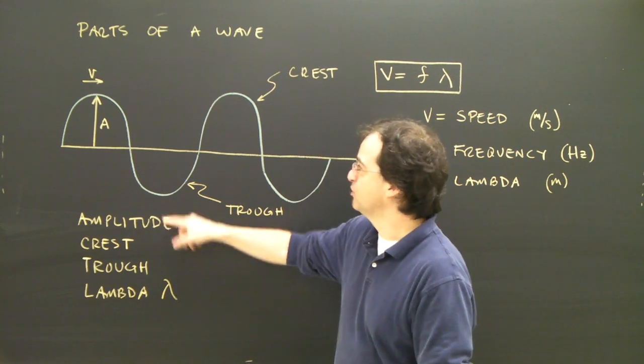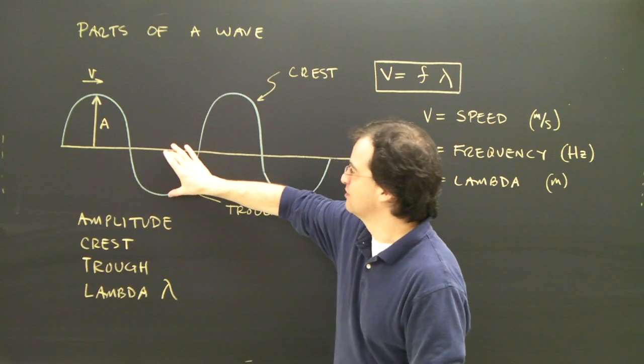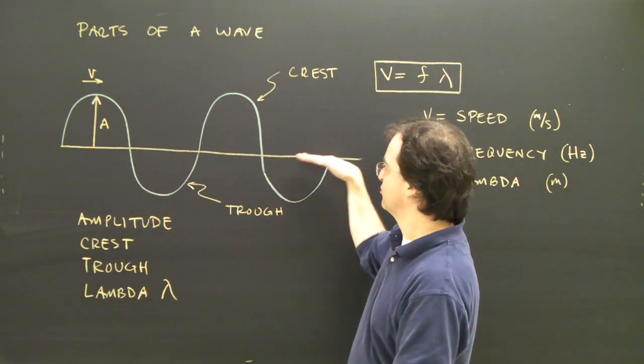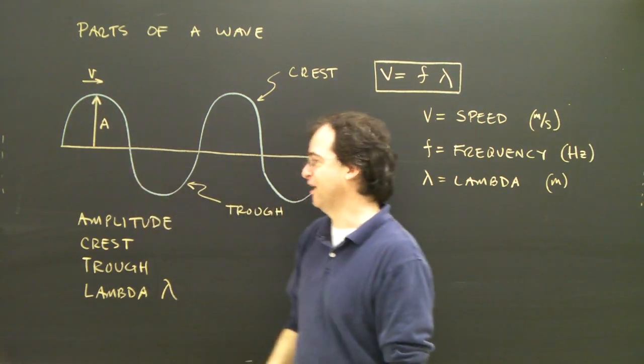the word amplitude. That's how high the wave is. This is a positive amplitude. This is a negative amplitude. This is the rest axis. The wave is moving to the right in this case.